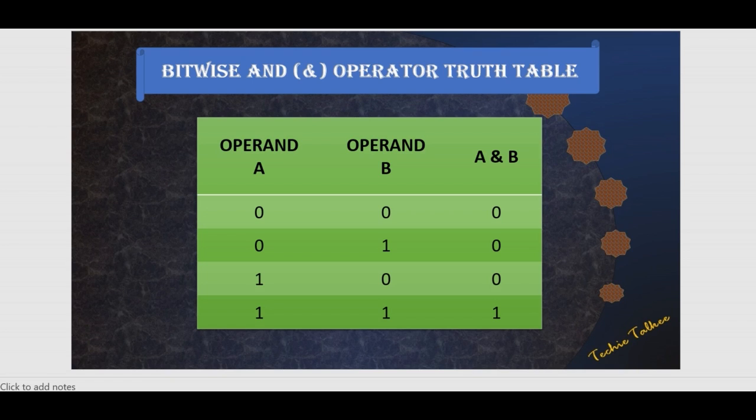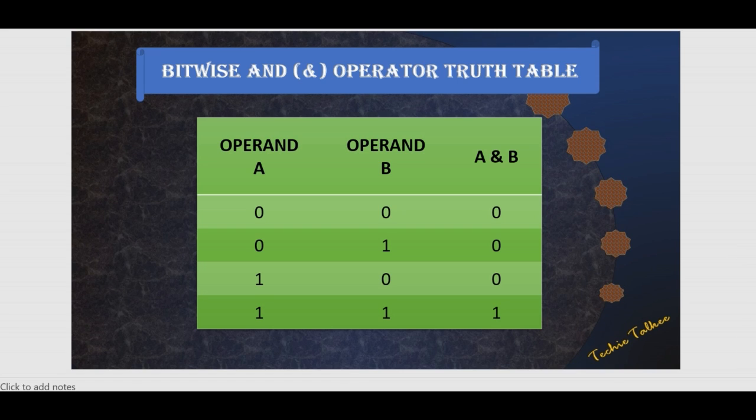Hello friends, in this video I'm going to explain about the bitwise AND operator. It is represented by using the ampersand symbol. Bitwise operators in general perform operations based on the truth table. Also, the AND operator needs two operands to perform the bitwise AND operation.